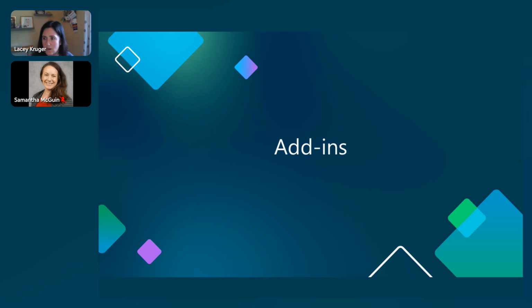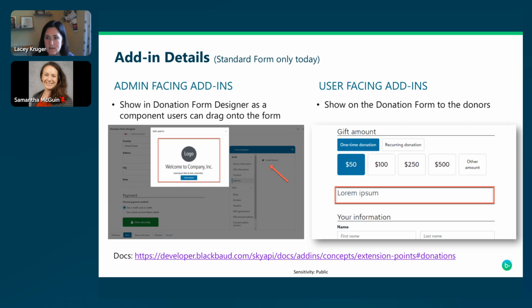Okay, so now I'm going to talk about add-ins a little bit. As I mentioned, the standard form today is the only place you can do add-ins. We are looking at adding add-ins as an option for optimized form, and we can talk about that a little bit today. But essentially, you can create Sky add-ins and show them on your donation form. There's admin-facing add-ins that you can add as a component in the donation form designer, and then there's user-facing add-ins that show on the donation form to the donors.